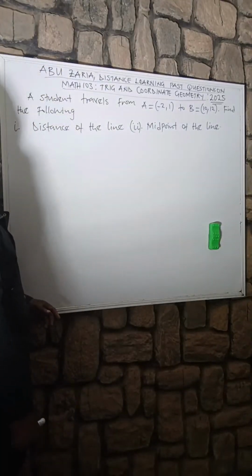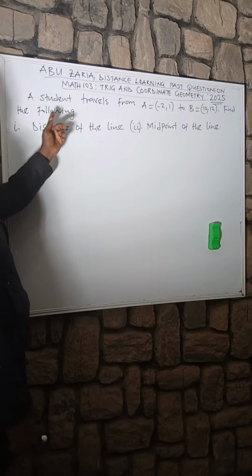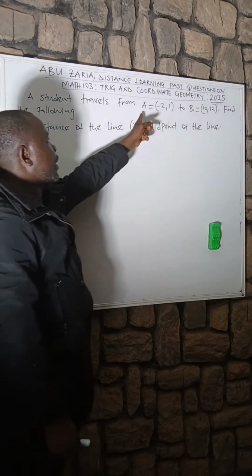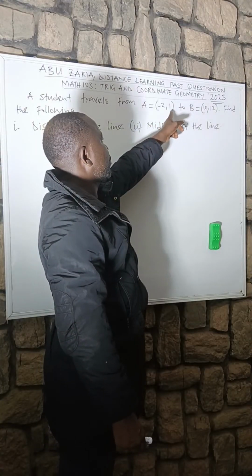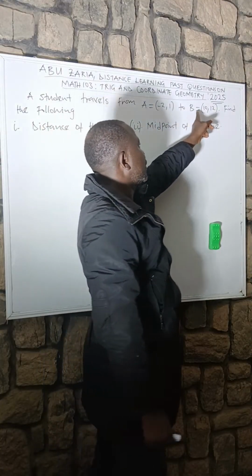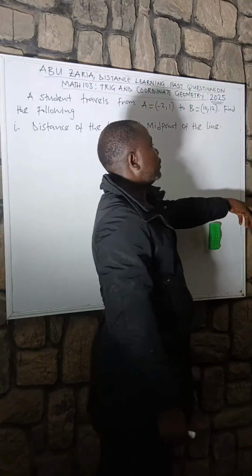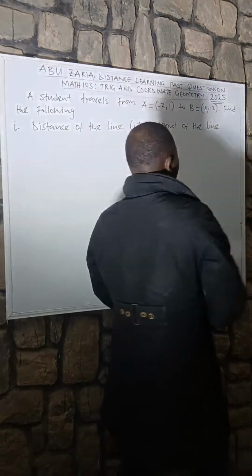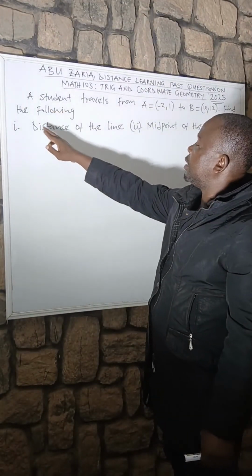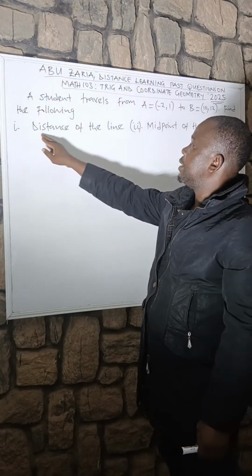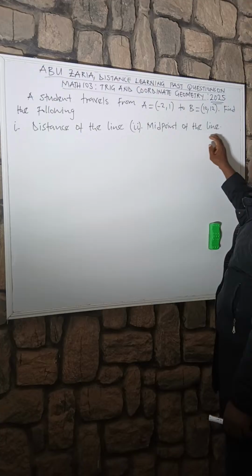Here tonight, we have a question. A student travels from A equals open bracket minus 2, 1 to B equals open bracket 10, 12. And the question says, find the following: I, the distance of the line; II, the midpoint of the line.